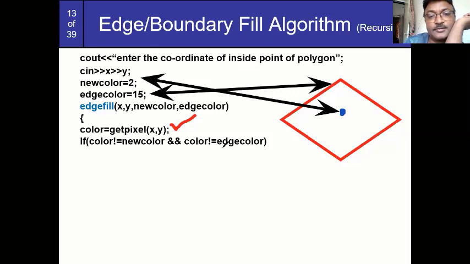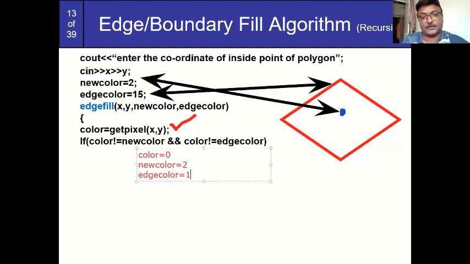And color is also not equal to edge color. So here the edge color is different because of the red. And what is the color? Suppose the background color you are considering as 0. Suppose I have to consider the variables here. Suppose I type the variable with the value: color first value is 0, then new color is having the value 2, and then what is my edge color? Edge color has 15.